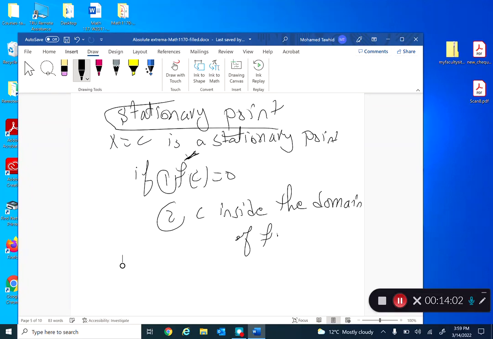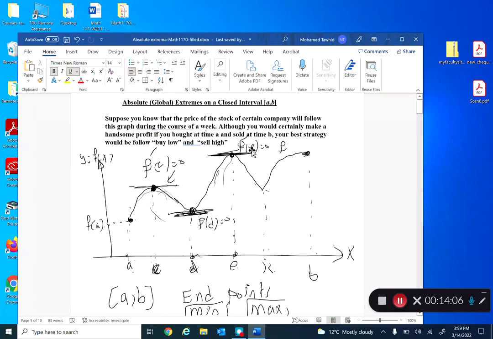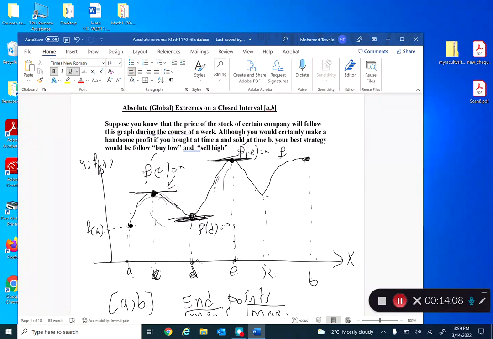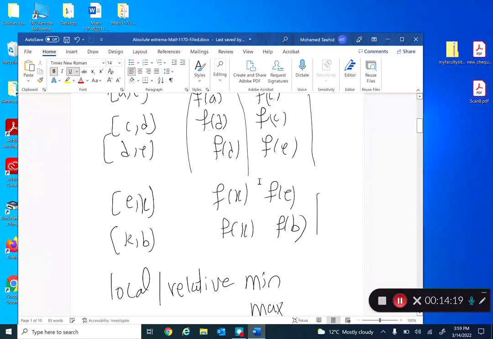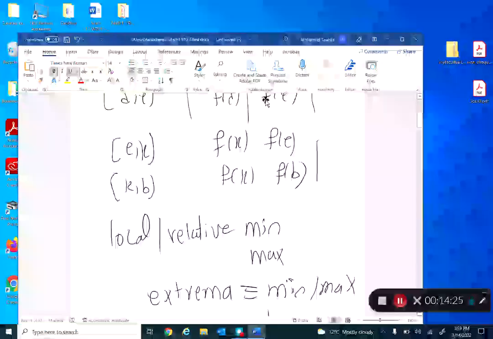So for our example here, what are your stationary points? That is your c, your d, because you have a horizontal tangent, or your derivative is 0, and e. So c, d, e, we call them stationary points. So you have the endpoints, which are a and b. Where does the graph start? Where does the graph end?